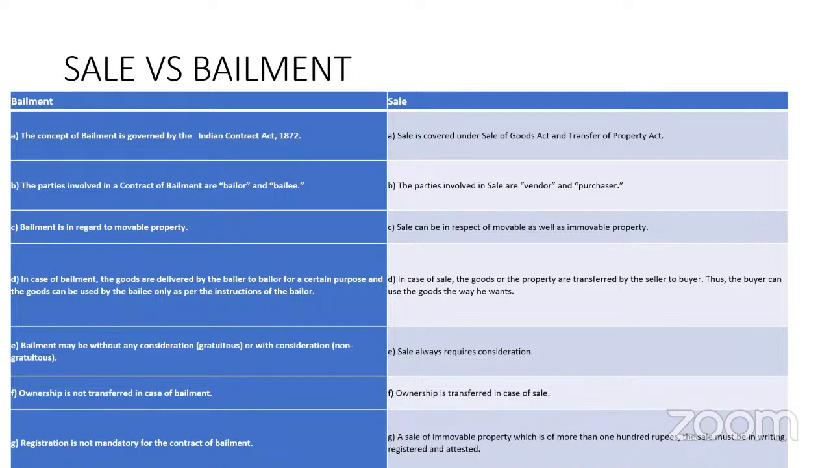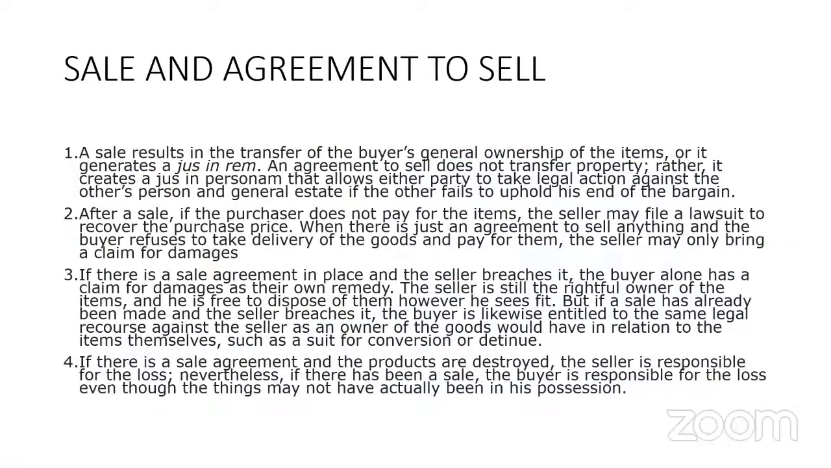And bailment can only happen with respect to movable property, whereas sale can be with movable or immovable property. Bailment can only take place as far as movable properties are concerned. Another important difference between sale and bailment is that bailment could be gratuitous or non-gratuitous. That means there may be consideration or there may be no consideration. But sale cannot be like that. Sale should always have a consideration. So these are some important differences between sale and bailment.